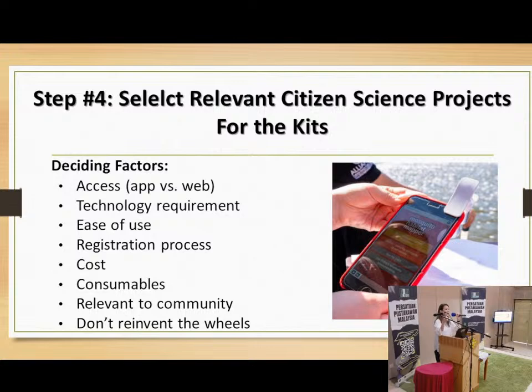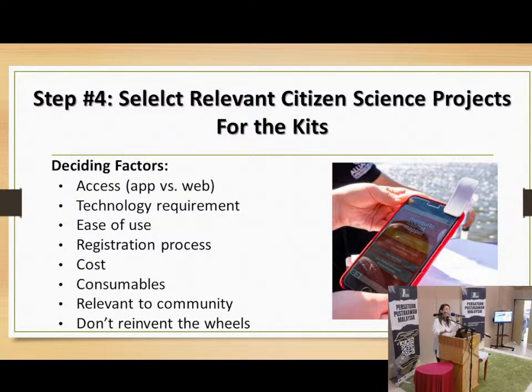So number 1, access. Does it only exist on phone apps, smart device apps, or can people access it through websites? Why? Not everybody has a smart device. Not everyone has a cell phone. Even in the city of Los Angeles, we have people who have no cell phone at all, and they don't have internet access. So how are they gonna be able to participate if they don't have this?